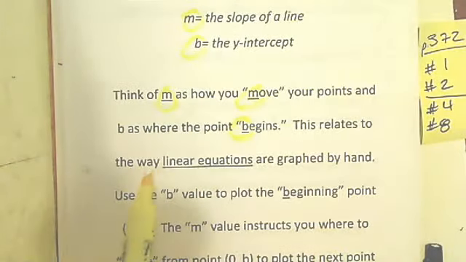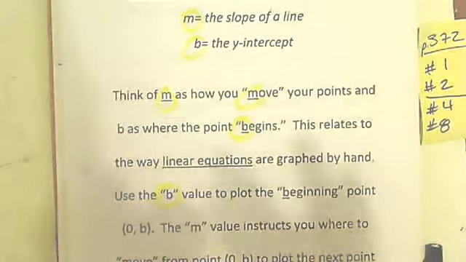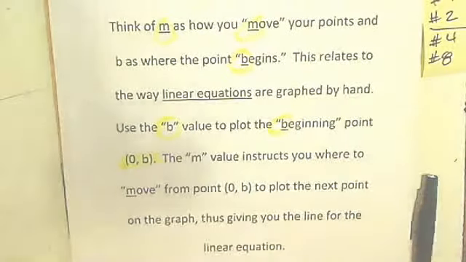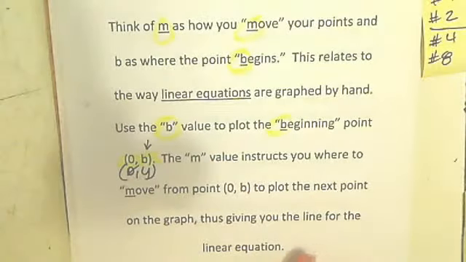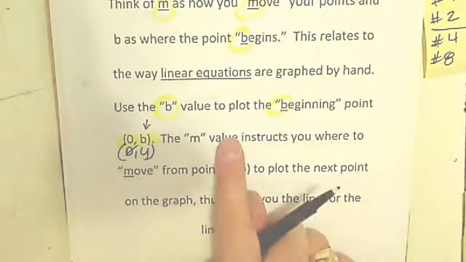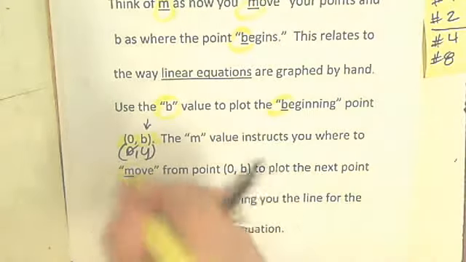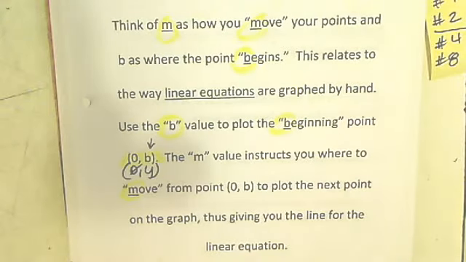This relates to the way linear equations are graphed by hand. Use the b value to plot the beginning point, (0, b). B also means (0, y). The m value instructs you where to move from point to point. That gives you the line. So we're only going to be looking at an equation and graphing it straight from the equation. No tables are needed. Ever.